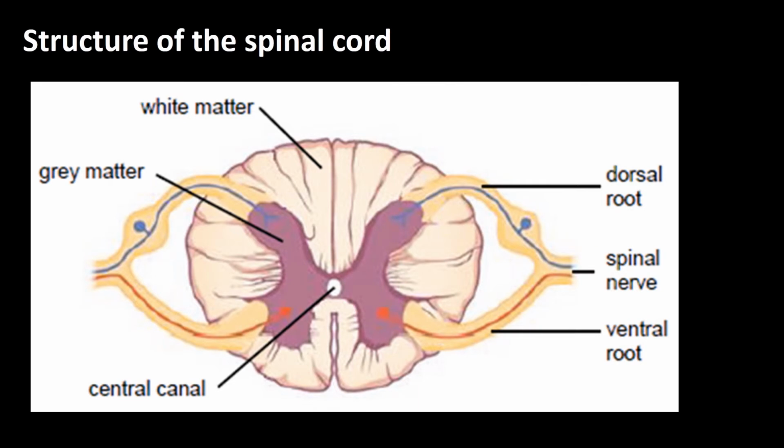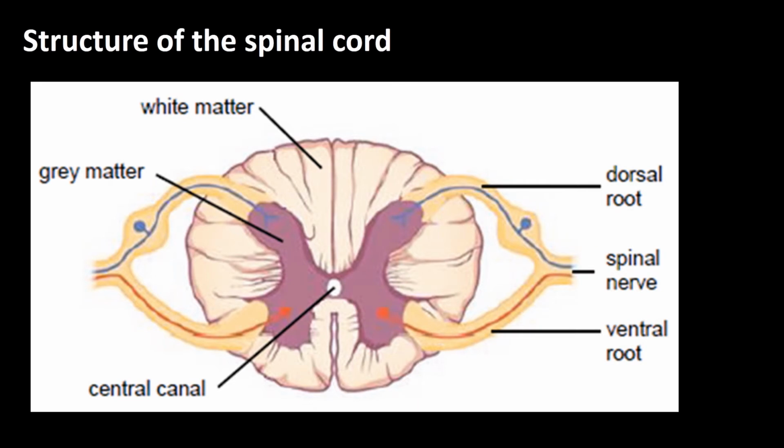What the spinal cord is, it's a passage taking nerve impulses from the body to the brain and from the brain to the body. So it's basically a conductor. It's found inside the vertebrae, and if you cut open the spinal cord, this is what you can see.